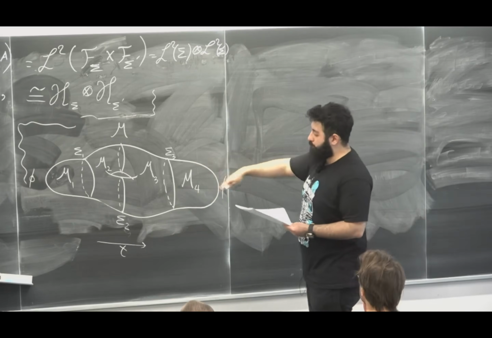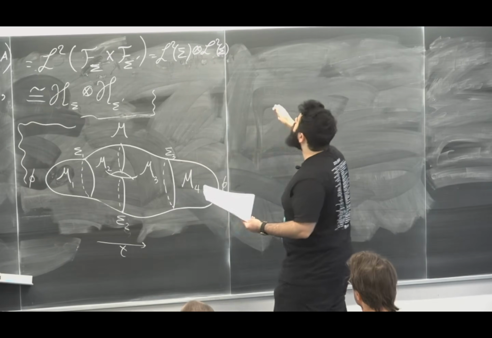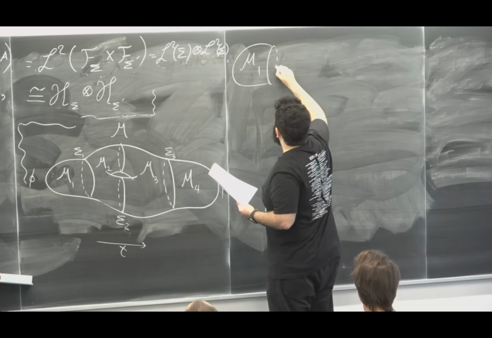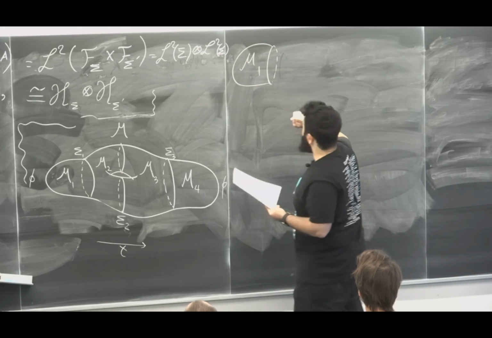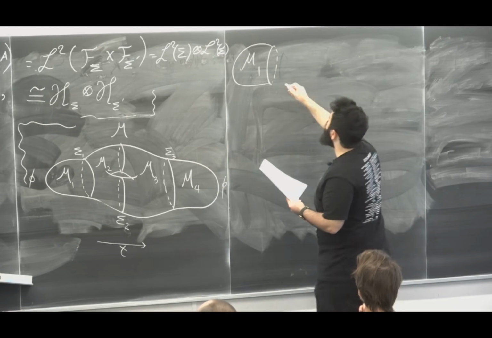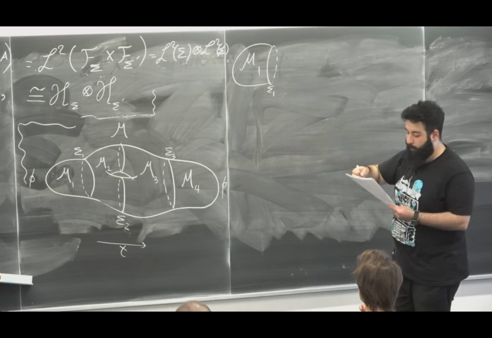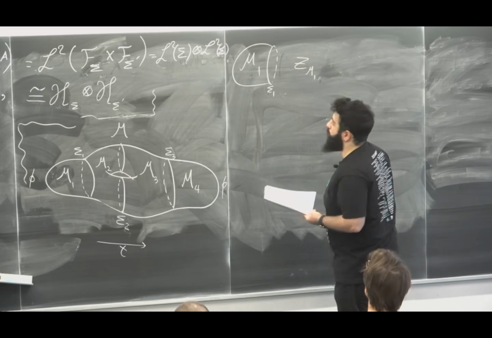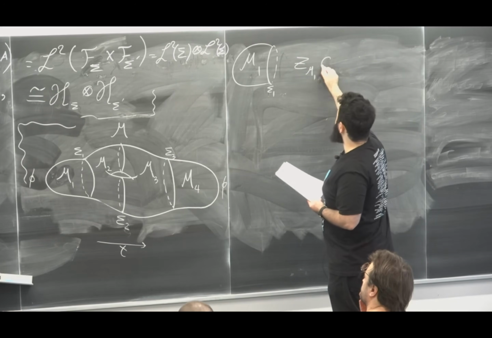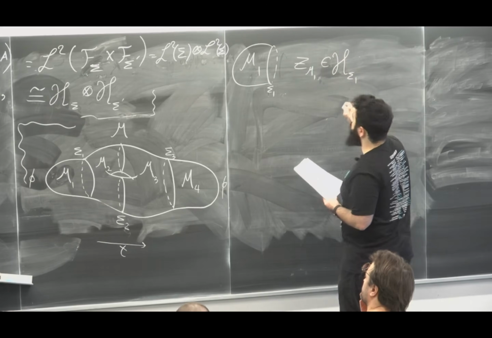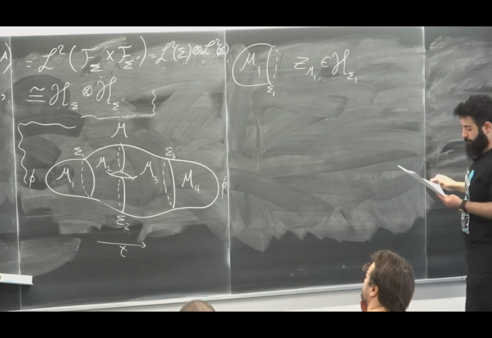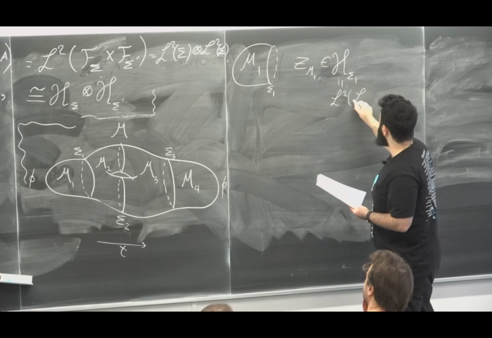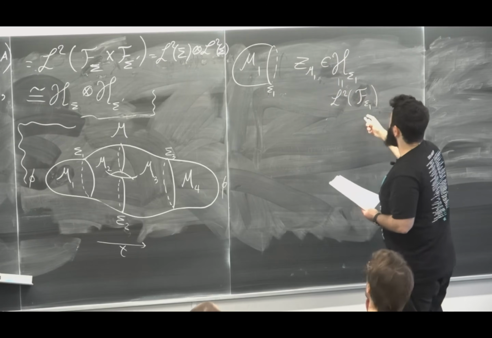Right. So let's analyze separately these individual parts that I cut my manifold up into. M1 is going to be this. This is my sigma 1, and this is the boundary of my M1. So my partition function on this manifold, I want this to be an element of the Hilbert space associated with the boundary of this manifold, for physics reasons. And as we said, I want this to be L2 functions on F associated to this submanifold.